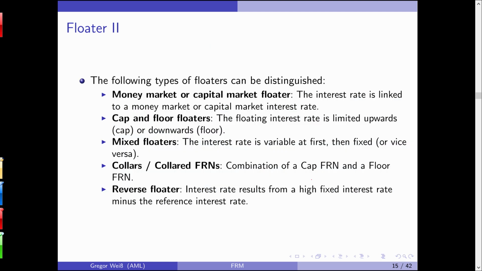There are several types of floaters around. Money market, capital market floaters, cap and floor floaters, mixed floaters, collars or so-called collared floating rate notes, reverse floaters. You can see how they work. Quite interesting is, I think, the reverse floater. You don't get paid the LIBOR, for example, but you're getting paid 10% minus the LIBOR. So the mechanism is the complete opposite of a floater. You're not profiting from an increase in the interest rate, but you're actually profiting from a decrease in the market interest rate. That's a reverse floater.